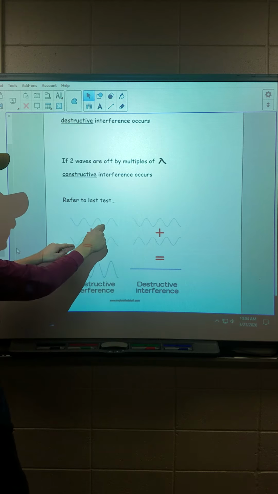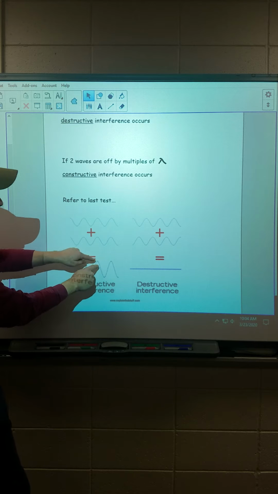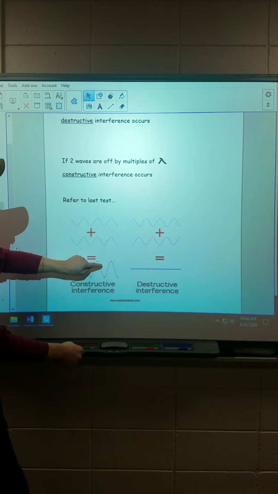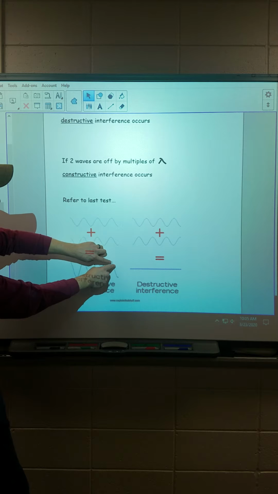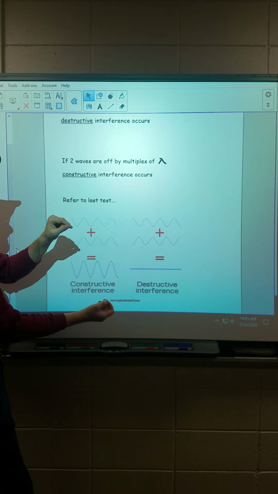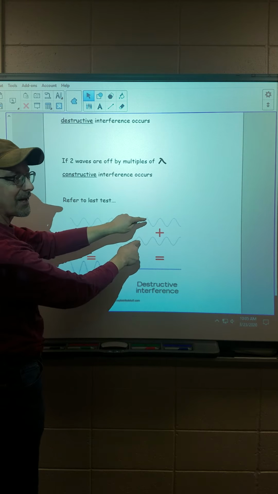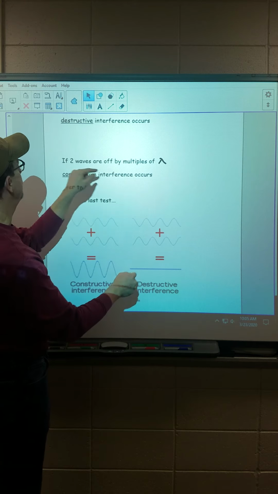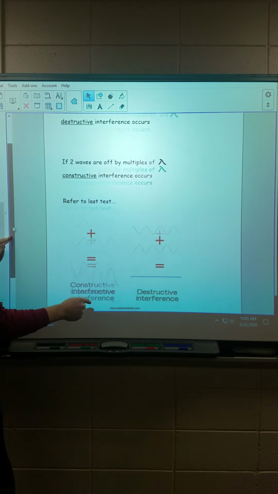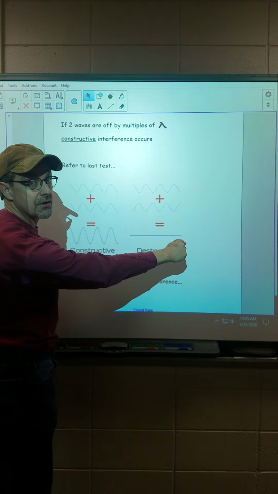And when that happens, if it's an integer number of wavelengths, these crests are going to march in tandem with each other, and when we add these two together, we're going to get a bigger amplitude than we normally would. If, however, these waves are offset by half of a wavelength, half of a lambda, now we're going to get areas of destructive interference where they cancel each other out.